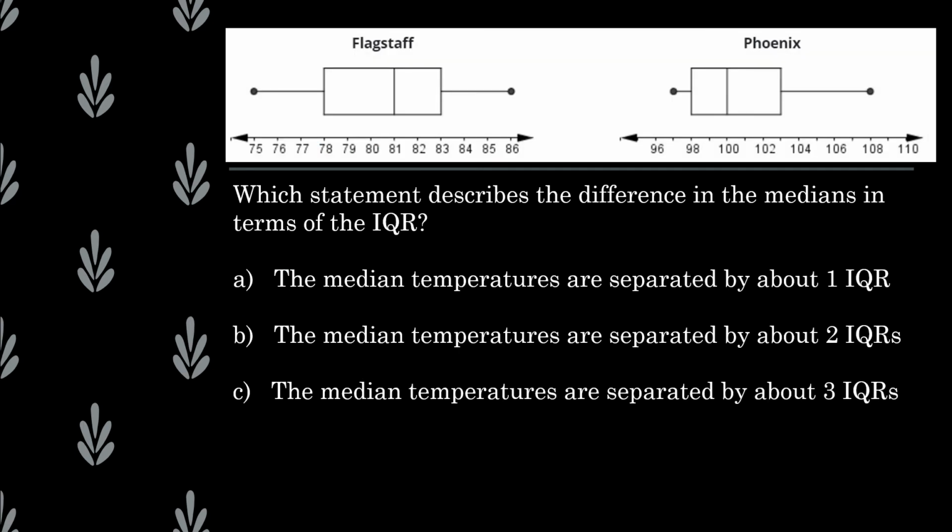Here's another one using those Flagstaff and Phoenix graphs that we worked with a little bit ago. So we determined that the IQR of Flagstaff was 5. And the IQR of Phoenix is 103 minus 98, which is also 5. So if I take this here, I have 81, and here is 100. So difference of our medians first, 100 minus 81. And this is going to give me 19.